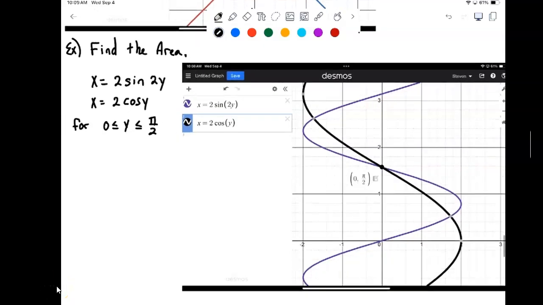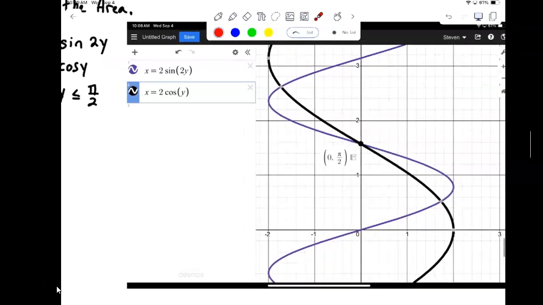Alright, welcome back. In this problem, we're asked to find the area that falls between the two functions x equals 2 sine of 2y, and x equals 2 cosine y as y ranges between 0 and pi over 2. So I've gone ahead here and graphed my two functions using Desmos, which is really nice for this kind of thing.